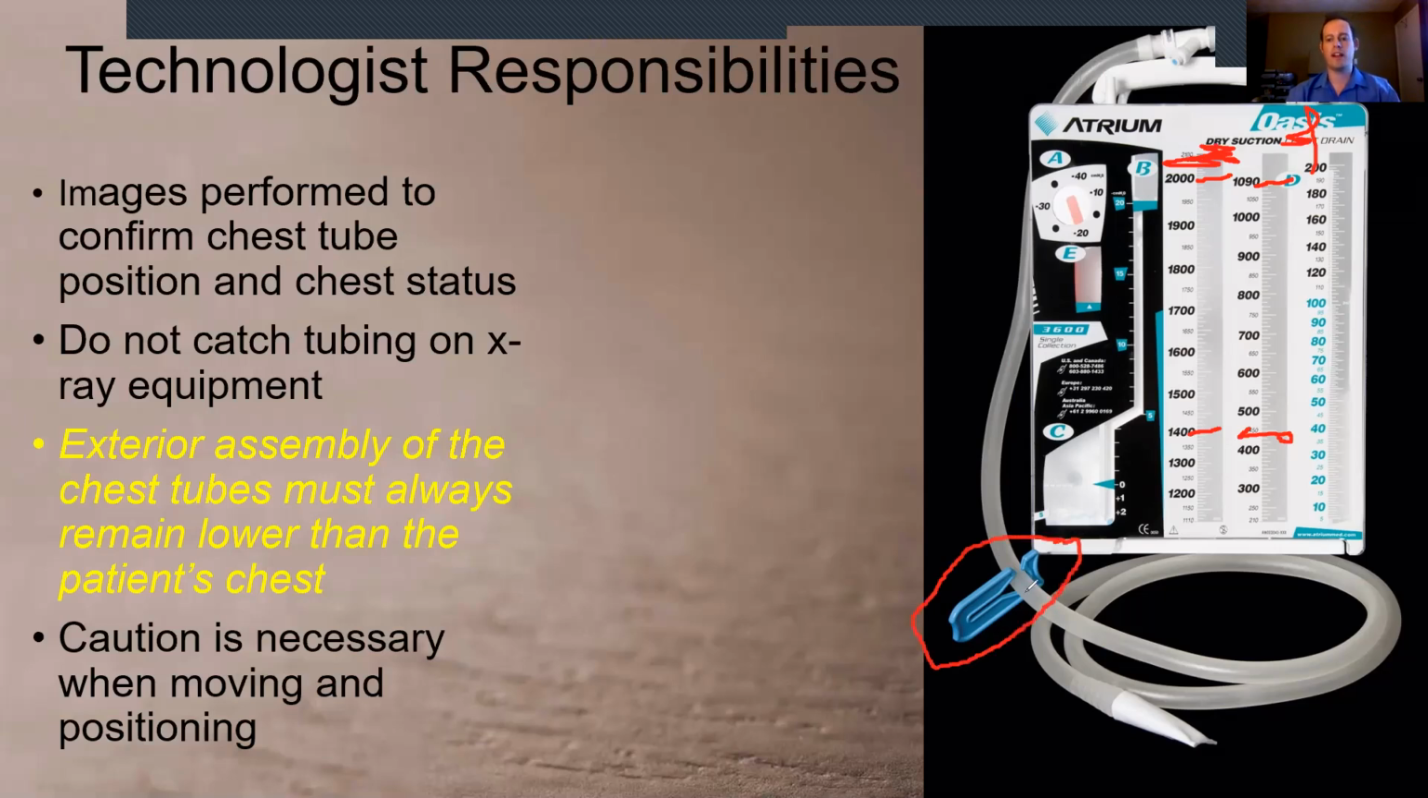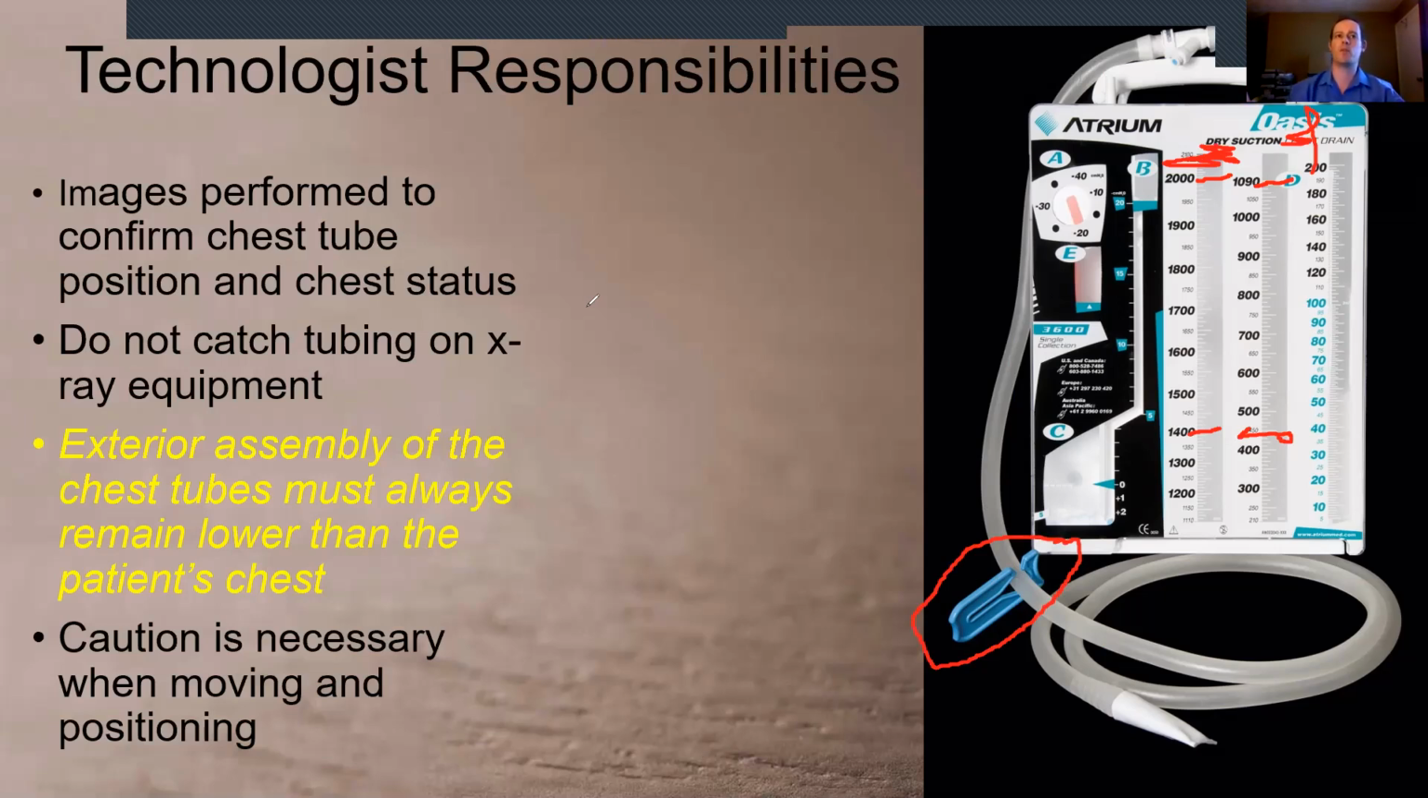If they don't need to have any more drainage, they'll clamp that off. They'll keep that drainage from happening. And we do perform a lot of chest x-rays for these types of patients because we check the placement of those chest tubes. Sometimes if a patient's in a bed, they're rolling around. If they roll around in their sleep like I do, I roll around all over the place while I'm sleeping, they might dislodge that tube.